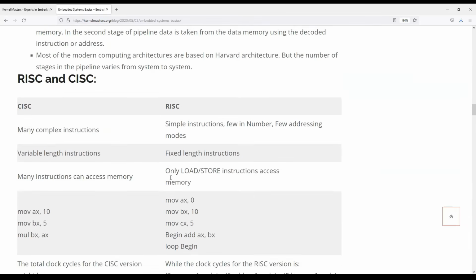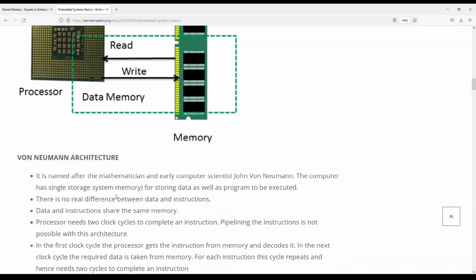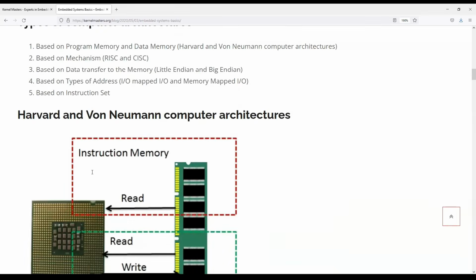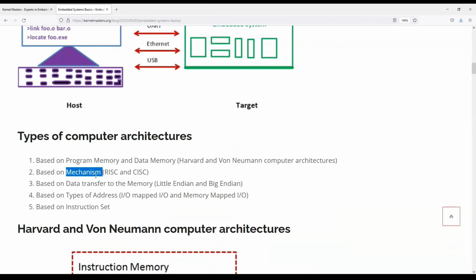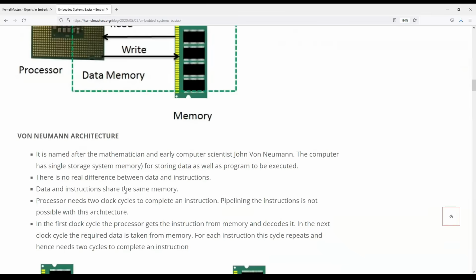So the second type of architecture: RISC and what? CISC. RISC and CISC are classified based on the processor mechanism. So there are 2 types. The first one is based on program memory and data memory, the two classifications being Harvard and von Neumann. What is the second classification based on? Mechanism: RISC and CISC. You can see everyone, RISC and CISC.